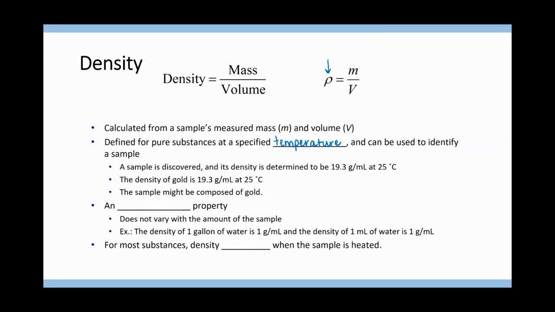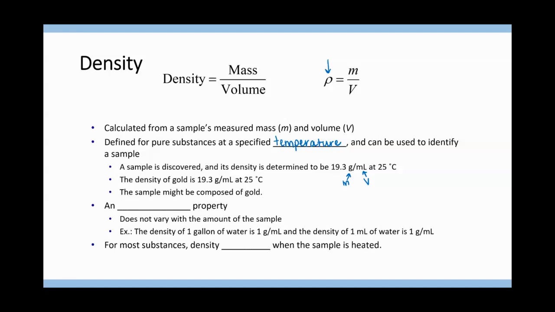Density can be used to identify a sample. So for example, if a sample is found and you're able to determine that the density is 19.3 grams per milliliter, so mass per volume, at 25 degrees Celsius, you can compare that to known densities, and the known density of gold is 19.3 grams per milliliter at 25 degrees Celsius. So you can say this substance is likely gold. Then you could do other tests to determine for certain if it is gold or not.